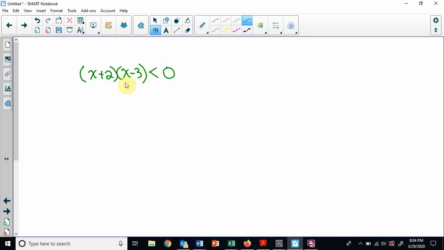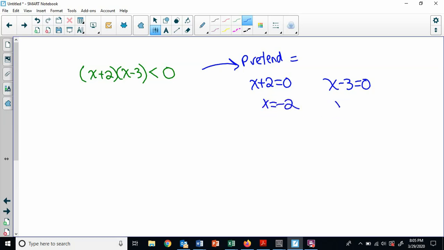So here's how we're going to do this. If you were to solve this, pretend it was an equal sign. So that's what we're going to kind of do. Pretend it's an equal sign. And you could solve that, right? x plus 2 equals 0. x minus 3 equals 0. And when you solve these, that'd be what? x equals -2, and x equals, add the 3 over, so positive 3. So those are the two numbers that we're actually going to look at. We're going to use these two numbers, -2 and 3. So here's how we're going to use them.